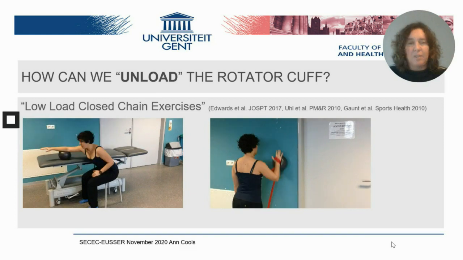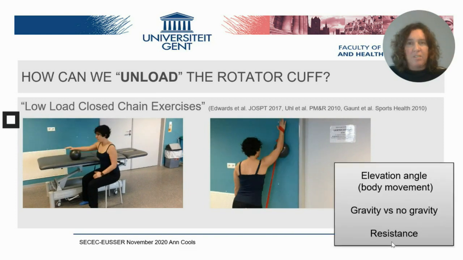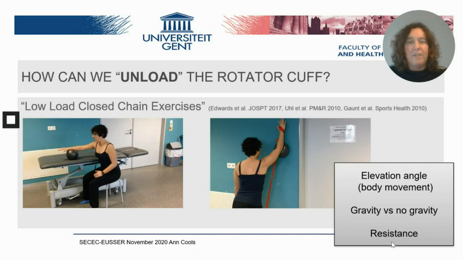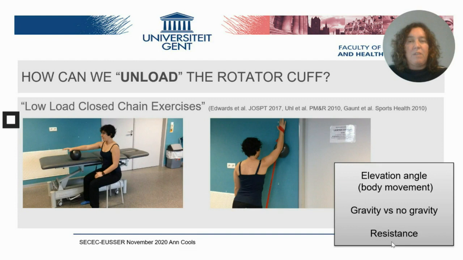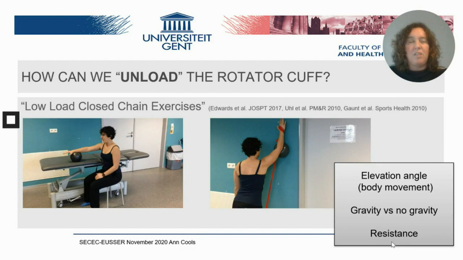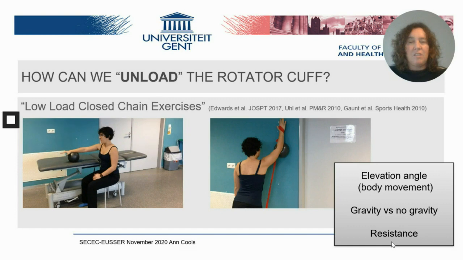Now, how can we progress these exercises? We can do that by increasing the elevation angle of the shoulder, and in the bench slide, we do that by increasing body movements. We can add some gravity in the wall slide versus no gravity in the bench slide. And of course, we can add some external resistance, in this case, with an elastic band.